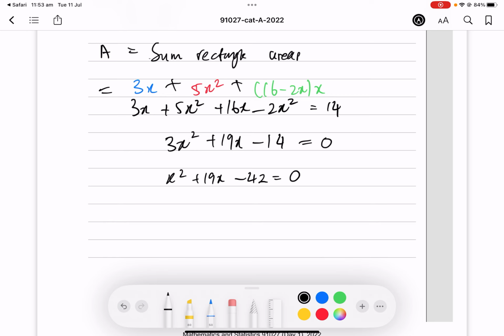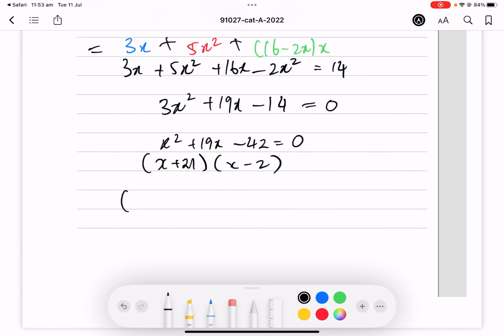So I am thinking 14, 3, 21 and 2. So we have 21 and 2. So we have x plus 21 and x minus 2. So in this case, these two numbers multiply to negative 42 and add to 19. So the factored polynomial is going to be 3x plus 21 multiplied by 3x minus 2.